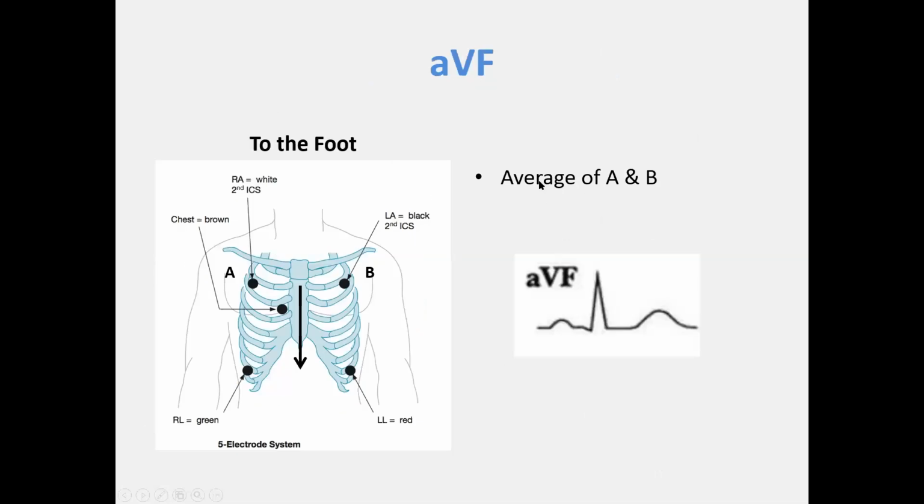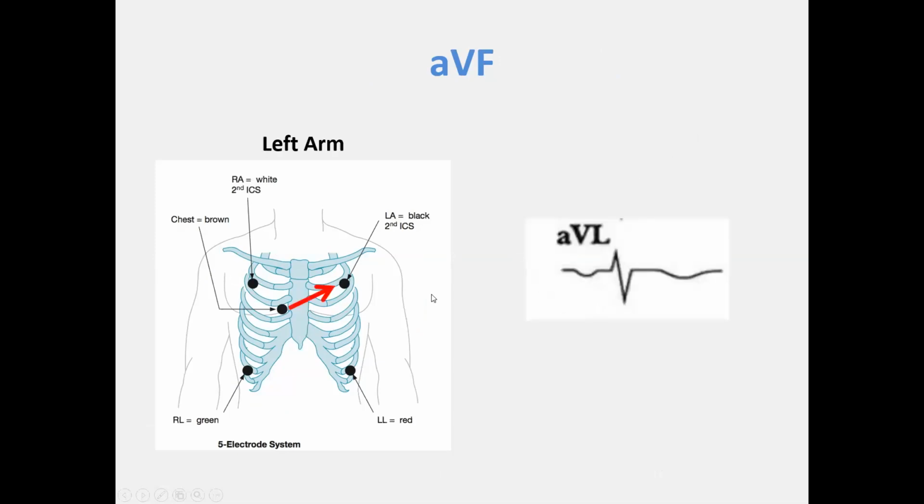So here we have augmented vector to the foot. It's the average of these two, and it's looking at the heart in this direction. It has a positive deflection on the 12 lead EKG. AVL, augmented vector to the left arm, is taking the average of these two, and it's looking at the heart in this direction. This is one that kind of wraps around the heart, so it has an upward and a downward deflection. And that would be normal on a 12 lead EKG for it to go up and down.